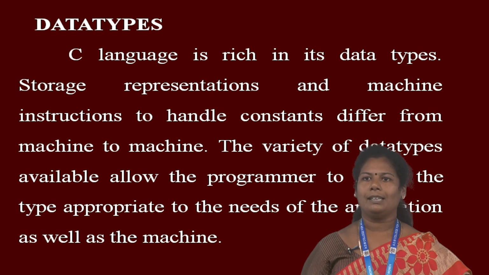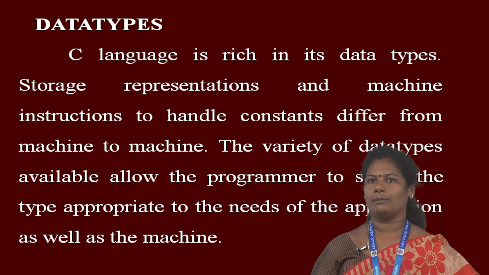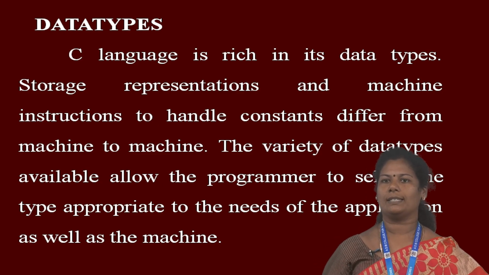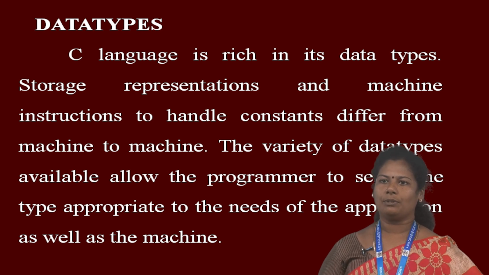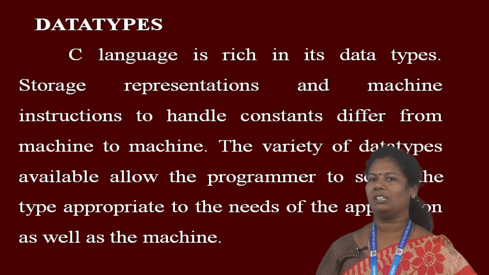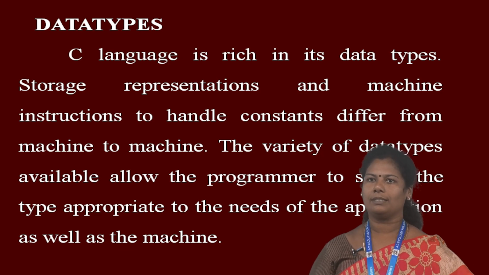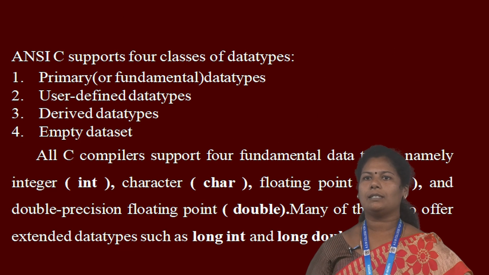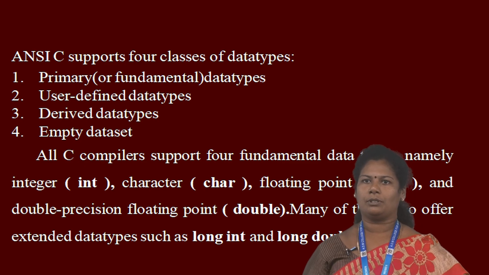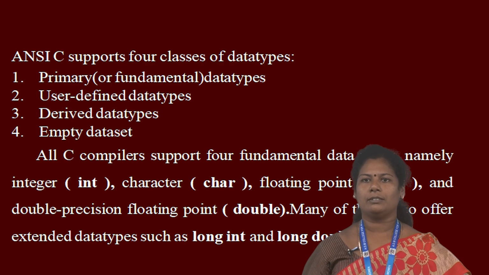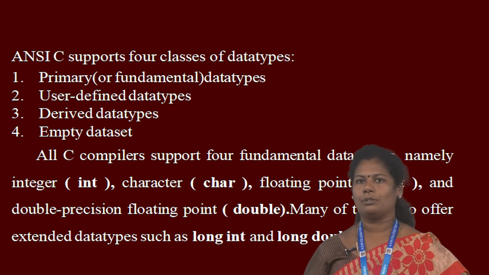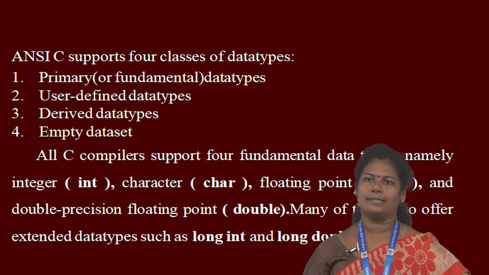Data types. C language is rich in its data types. Storage representation and machine instructions to handle constants differ from machine to machine. The variety of data types available allows the programmer to select the type appropriate to the needs of the application as well as the machine. ANSI supports 4 classes of data types, that is, primary or fundamental data types, user-defined data types, derived data types, and the final one is the empty data set.